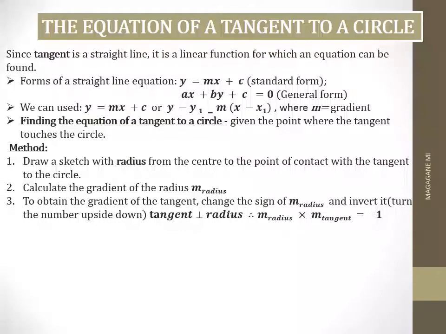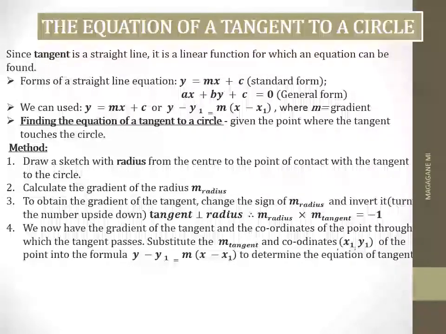Step number 2, to obtain the gradient of the tangent, change the sign of the gradient of the radius and invert it, you turn the number upside down. The tangent is perpendicular to the radius. Very, very important. So therefore, the gradient of the radius times the gradient of the tangent equals -1.